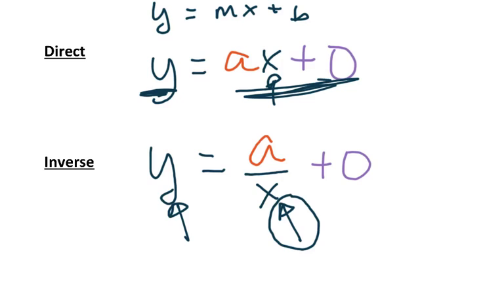So in a direct variation equation, as my independent variable is getting larger, so is my dependent variable because it depends on what's happening with x. In an inverse equation, the relationship is as x gets larger, y is getting smaller, so they are inversely proportional to each other. We're going to explore this a lot today.